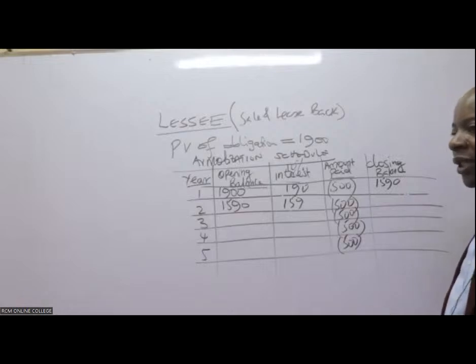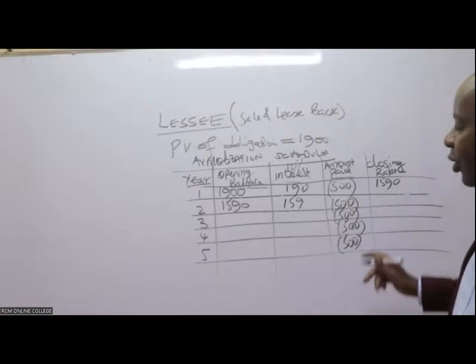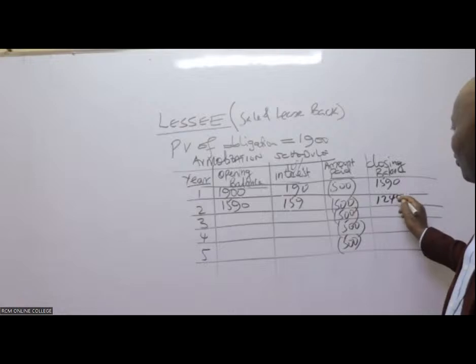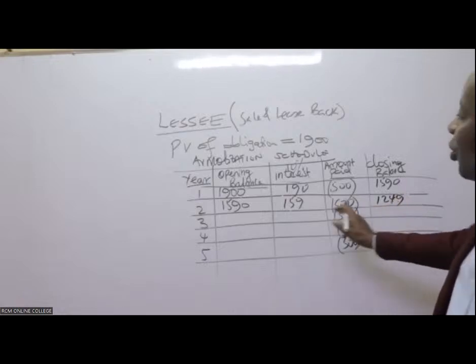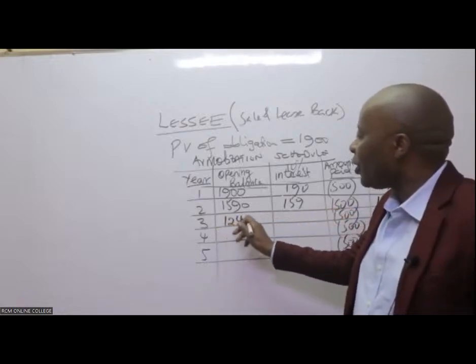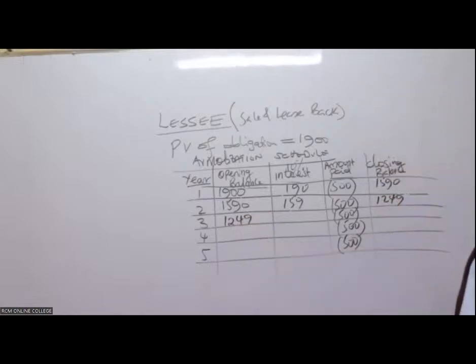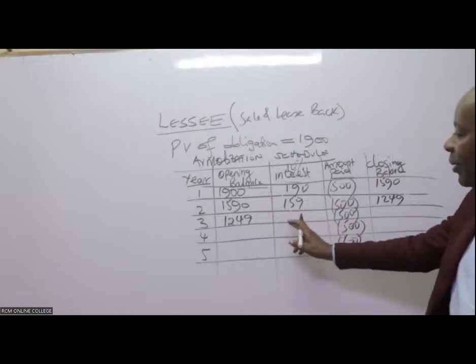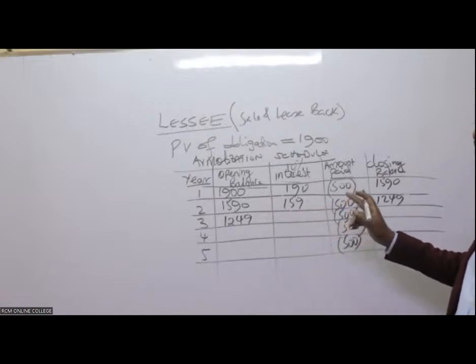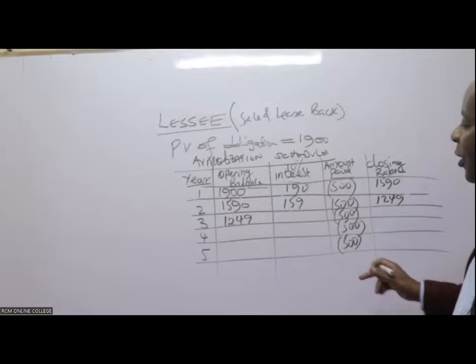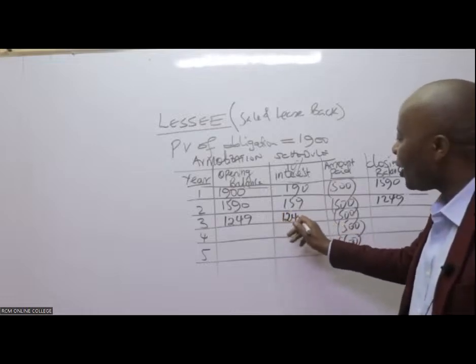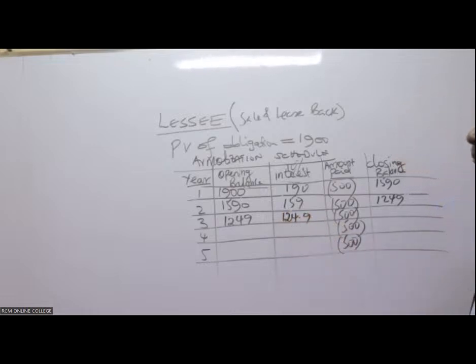So what we have, ladies and gentlemen, for year number 2, is 1,249. This 1,249 is what we bring here. Are you able to give me the 10% of 1,249? That gives me 124.9.